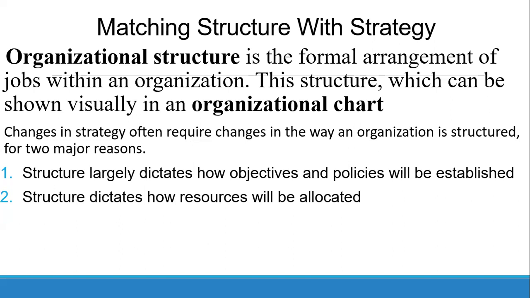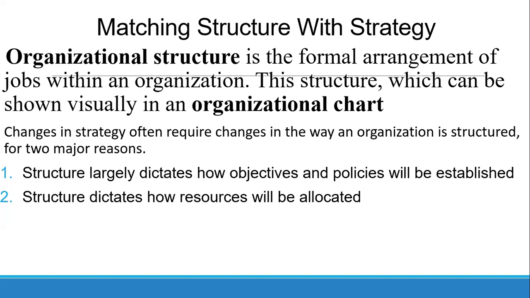The second major reason why we are saying there should be an alignment between organizational structure and the strategy is that the structure dictates how resources are supposed to be allocated. So when we say the structure dictates how resources will be allocated, we are essentially interested in one, the priority areas, and two, how resources can be efficiently distributed.